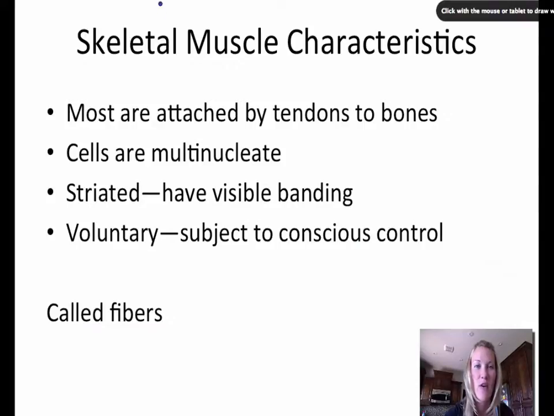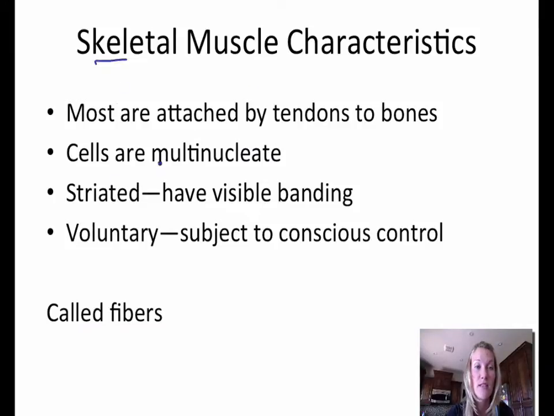Let's go ahead and talk about each of the muscle characteristics. If you remember all of this stuff from, I think it was chapter 3, you don't need to write everything down, but be aware that you will be responsible for knowing it for your next exam.